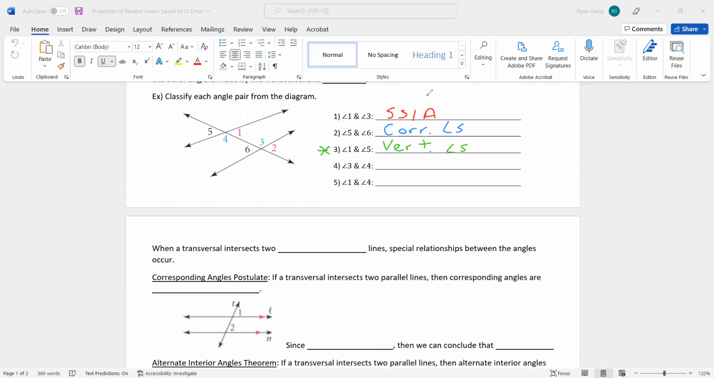3 and 4. Those are on separate intersections. They're on opposite sides of the transversal. So these are alternate interior angles. And on the last one, 1 and 4. Again, they're not even on this intersection. This is an old one. Those two make a line. They form a linear pair. We call those supplementary.